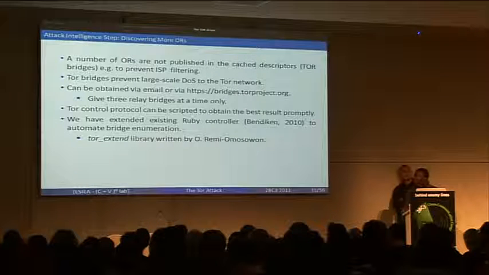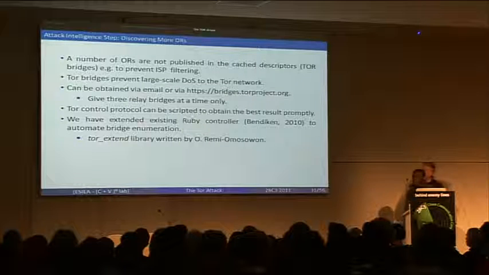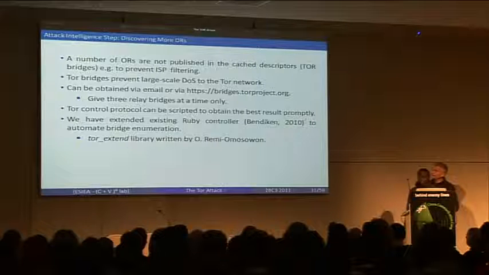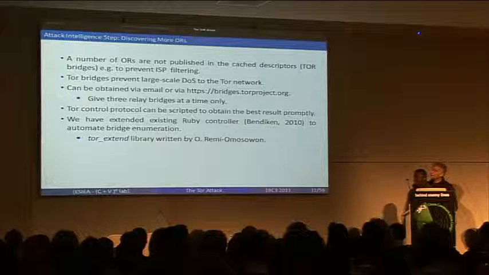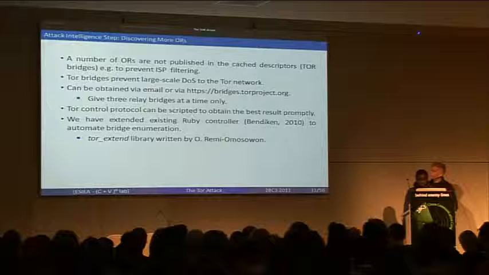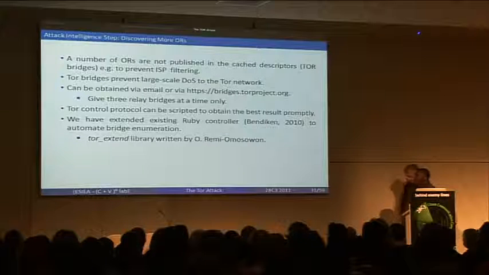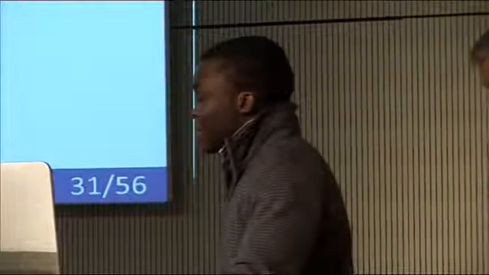The normal ways to obtain the bridges would be from the bridges website, or sending an email, or there might also be other social ways to receive bridges. The Tor software provides a control protocol to enable you to script it, or to communicate with Tor directly, build circuits or make requests, attach streams. You can do almost anything with it.